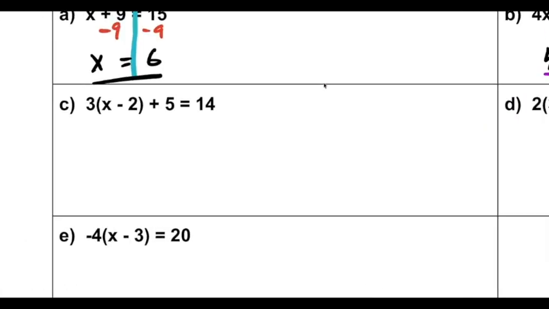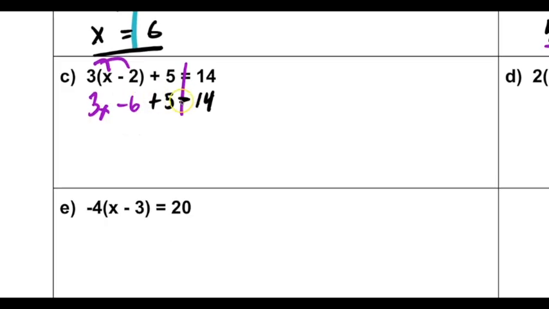There we go. This one, a little more complicated. First, anything that's on the same side, you want to simplify first. You can subtract 5, but let's work on simplifying the side first. So I got to distribute. We're going to multiply this 3 by both of these. So I get 3x minus 6 plus 5 equals 14.